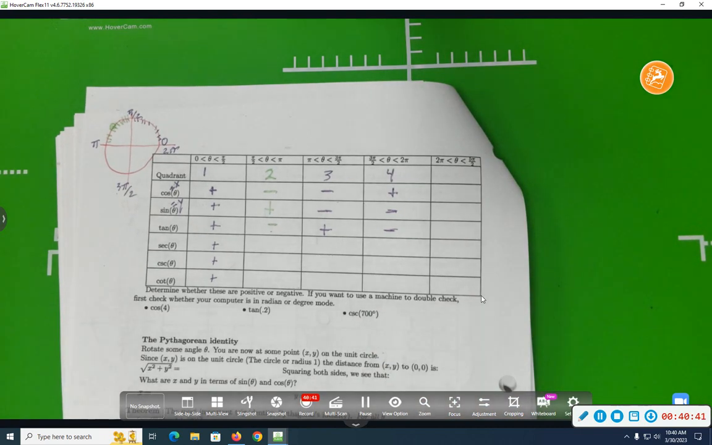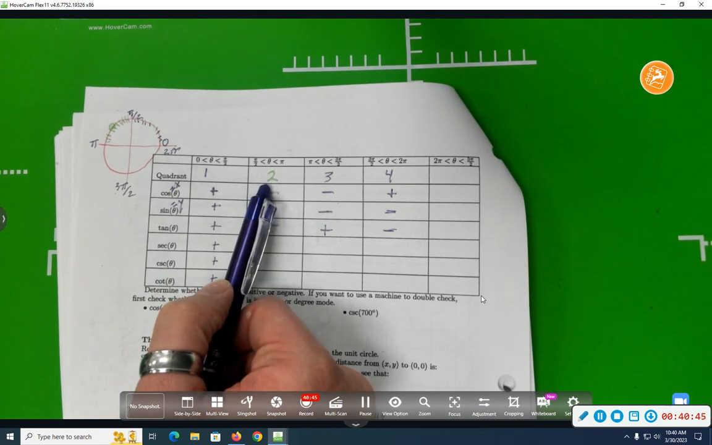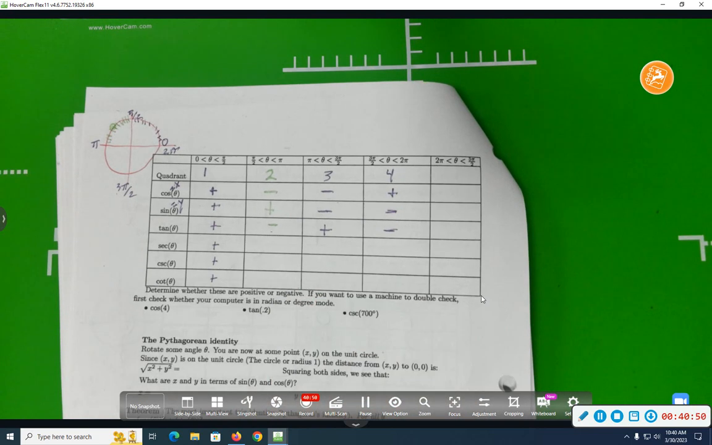So let's see what pattern we notice. So between 0 and pi over 2 gives you quadrant 1. Pi over 2 to pi gives you quadrant 2. Pi to 3 pi over 2 gives you quadrant 3. 3 pi over 2 to 2 pi gives you quadrant 4. 2 pi to 5 pi over 2 will give you quadrant... I didn't get it. I'm going to say quadrant 5. Yeah, it'll get you back to quadrant 1.